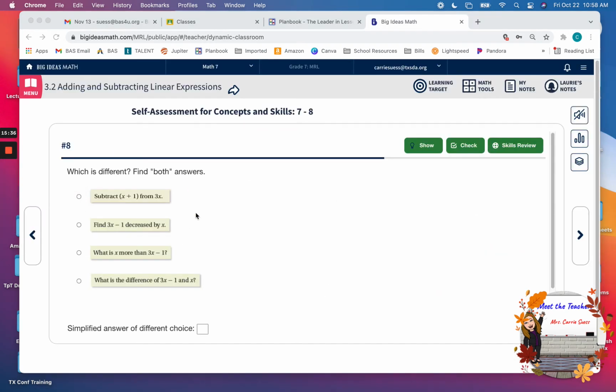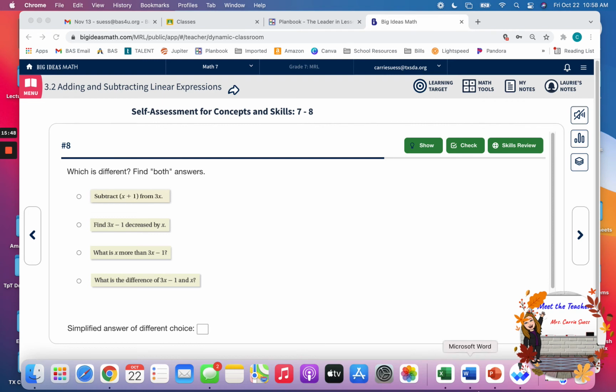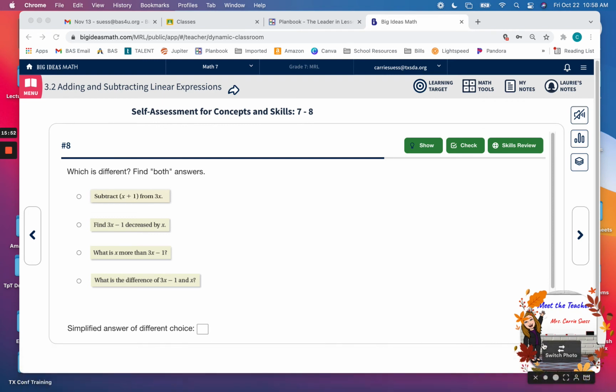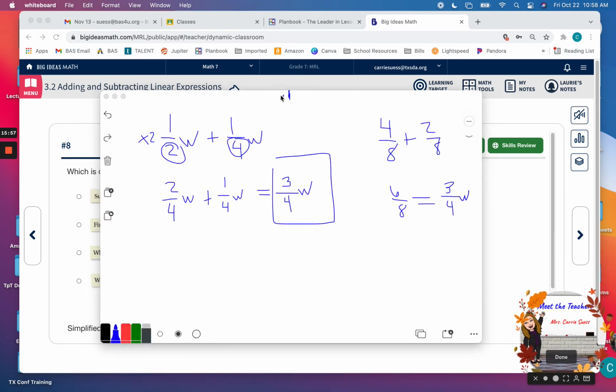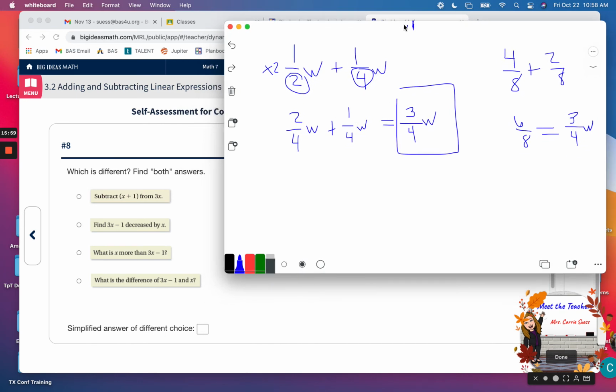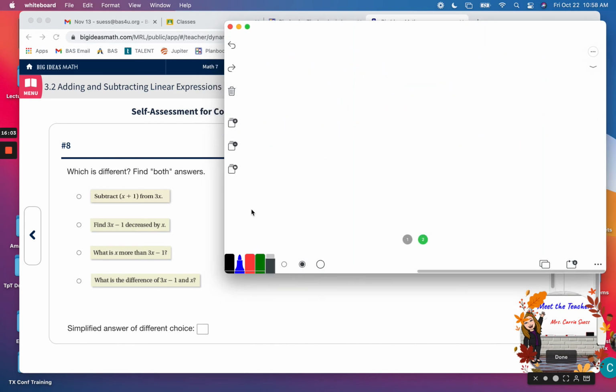Thank you. Here's number 8. So we're supposed to find which is different and then find both answers. So you need to simplify each of these. So let me grab my whiteboard. Each of them? Yep, because you need to know which one's different. All right. Okay, so we're going to subtract x plus 1 from 3x.